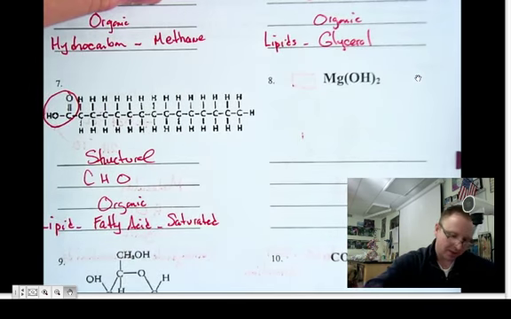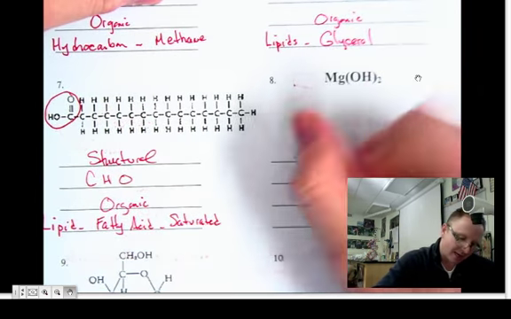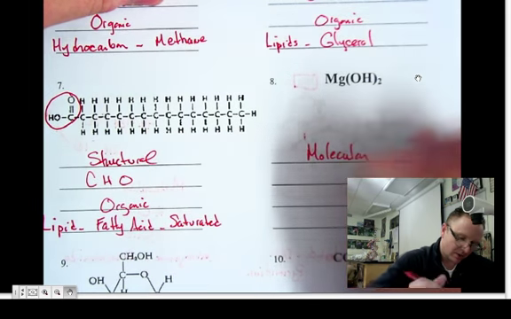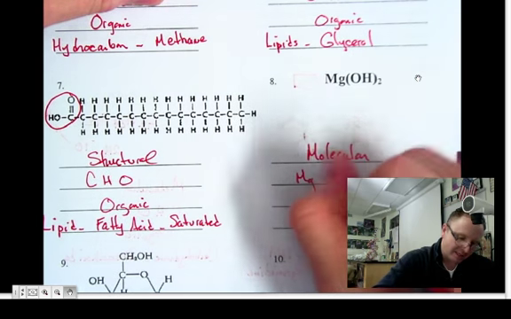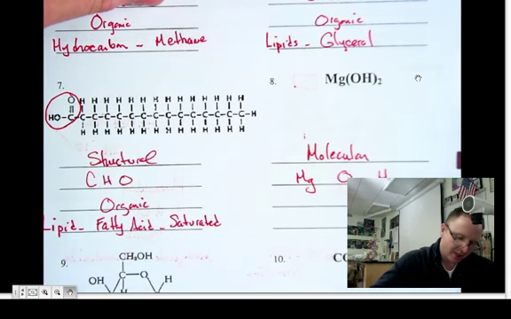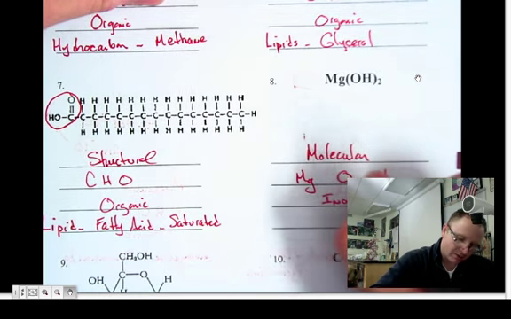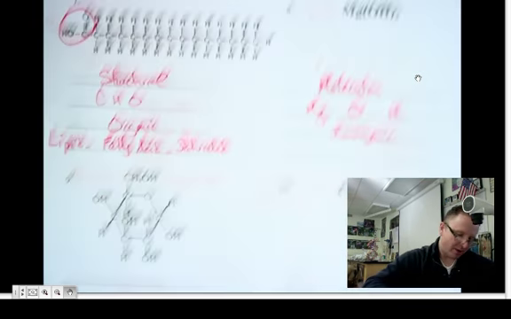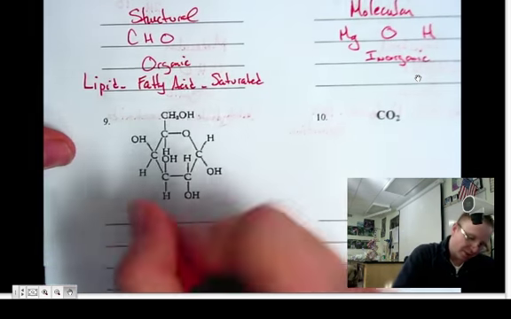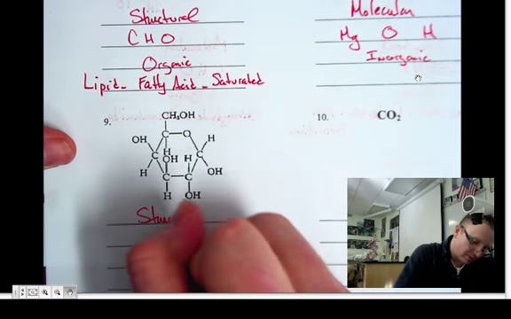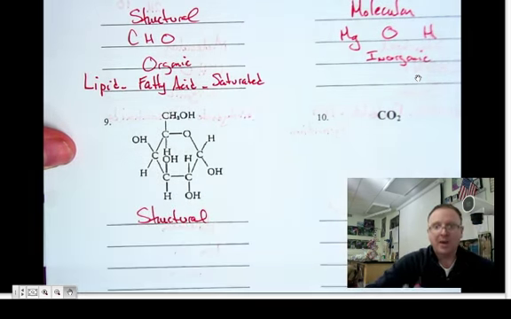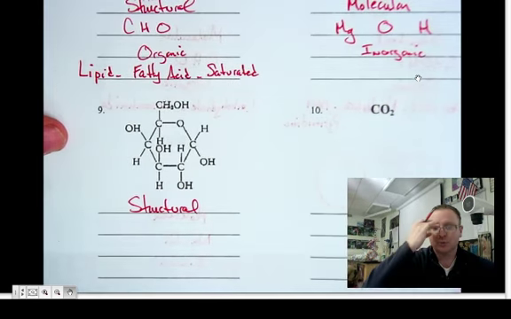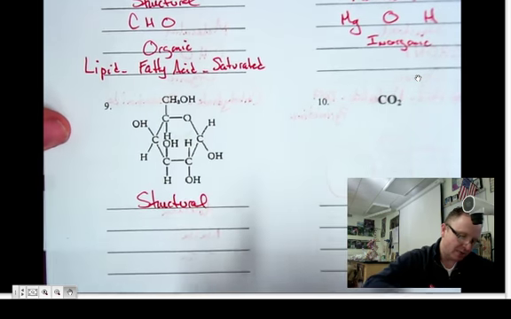All right, the next one we're going to take a look at, this is magnesium hydroxide. This is a molecular formula. The elements here are magnesium, oxygen, and hydrogen. It's inorganic. Okay, and so we can stop on that one. Here, this is a structural formula. We do not have any carboxyl or amino groups here. There are hydroxyl groups present, but no amino or carboxyl groups.